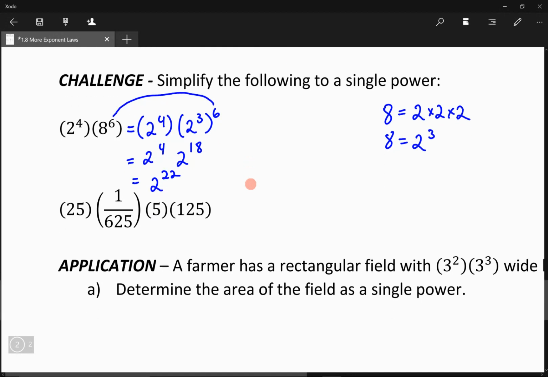Okay, what do we have here? A bunch of different numbers. Why can't I express all of this using the same base? I can express 25 as 5 squared. I can express 625 as 1 over 5 to the power of 4. I can express 5 as just 5 to the power of 1, and 125 I can express as 5 to the power of 3. And put all these in brackets. Okay.